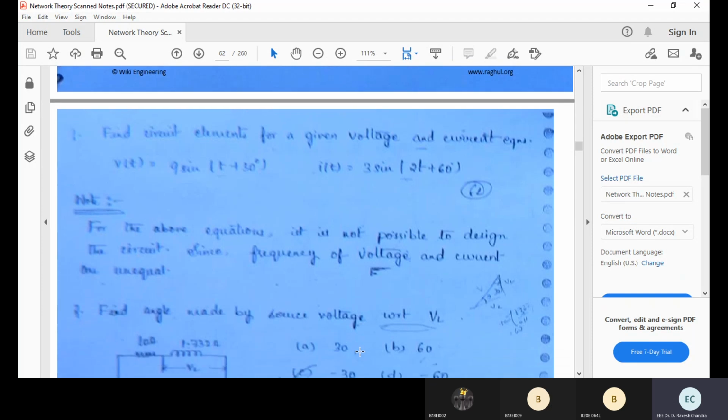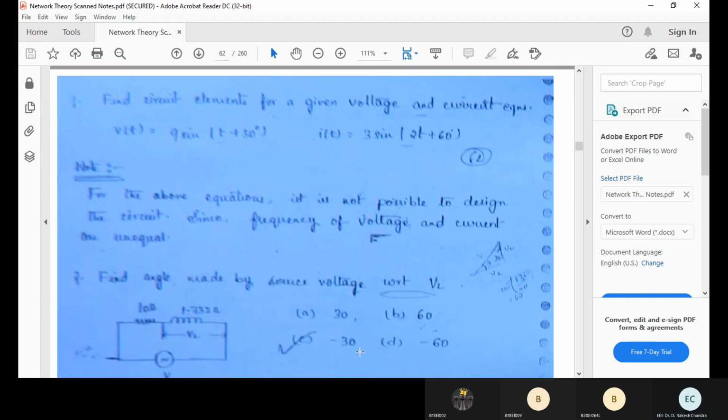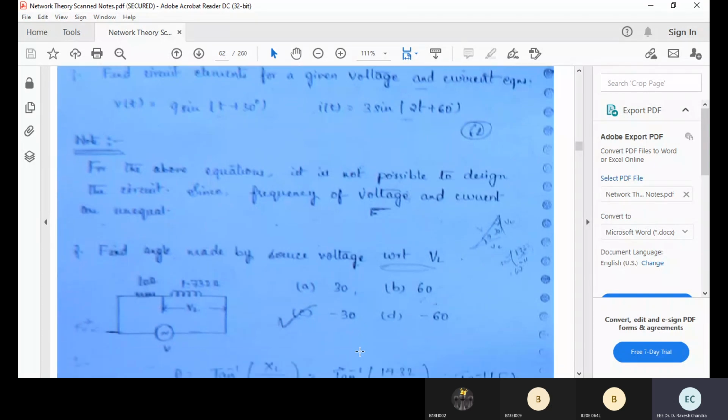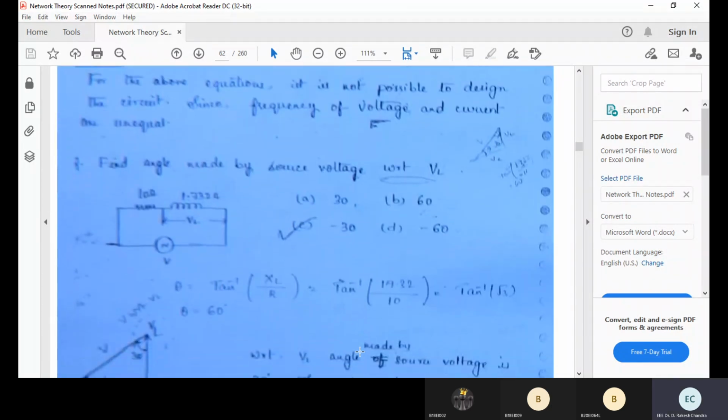Similarly, you can try this one and tell me in the next class. Find the circuit elements for the given voltage and current values. V of t is equal to 9 sine(t plus 30 degrees) and I of t is equal to 3 sine(2t plus 60 degrees). Definitely it happens to be the capacitor.